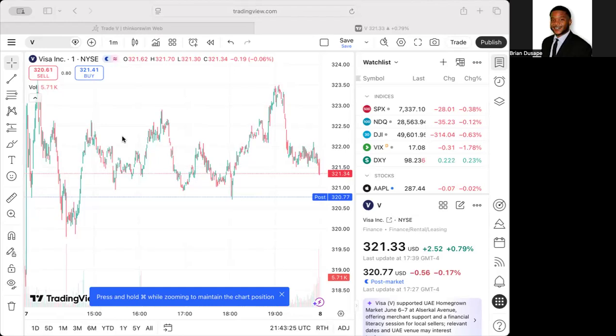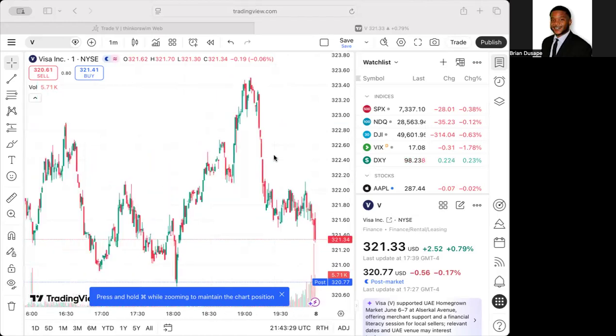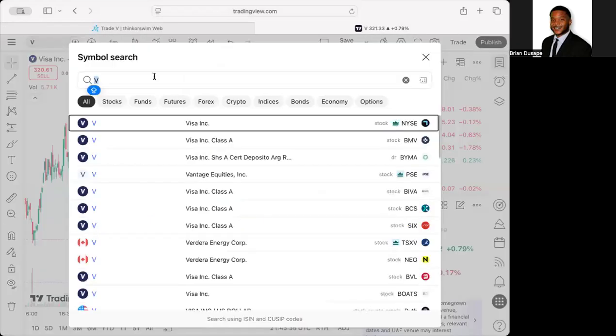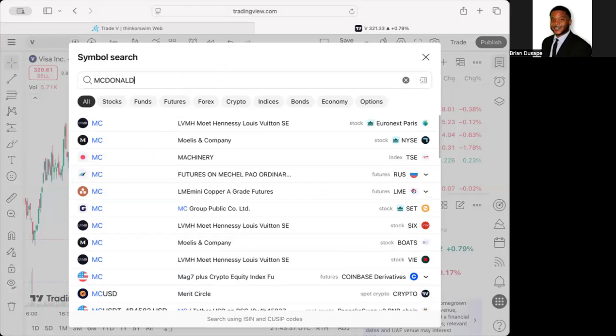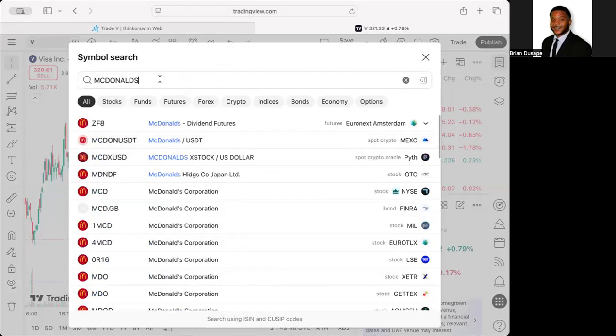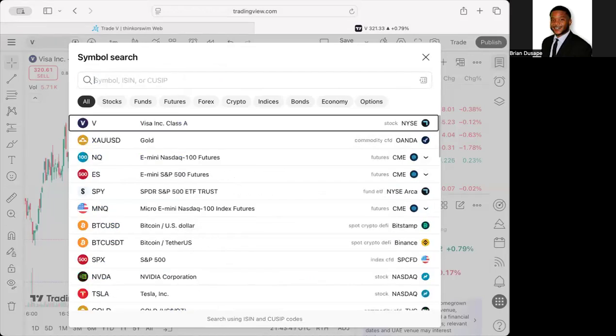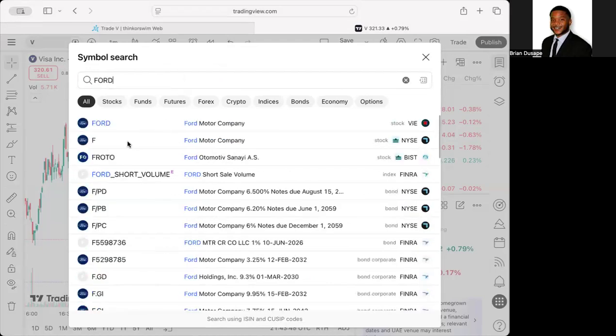So when I'm confirming a chart, I'm not looking for a perfect setup. I'm just looking for a clear setup. So is the daily trend clear? Let's look at McDonald's. Or let's choose a popular one. Let's choose Ford.